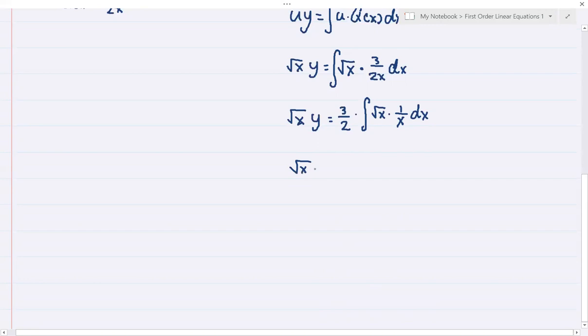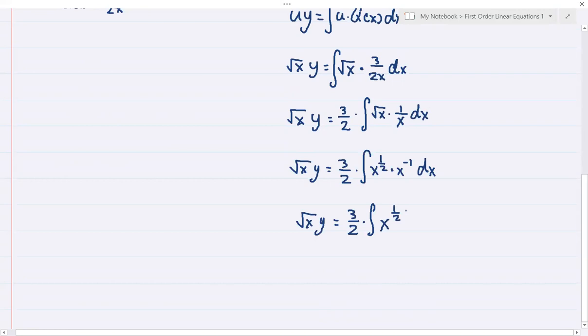So recall, let me copy this one. Recall that the square root of x is basically x raised to 1 half, and 1 all over x is x raised to negative 1. So if you're going to simplify this one, you will have, let me copy this again, square root of x times y is equal to 3 halves times the integral of x raised to 1 half plus negative 1, or 1 half minus 1. So 1 half minus 1 is negative 1 half.